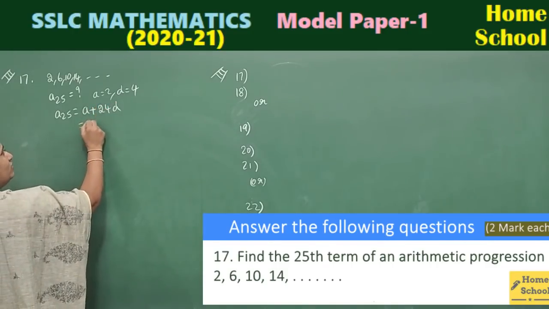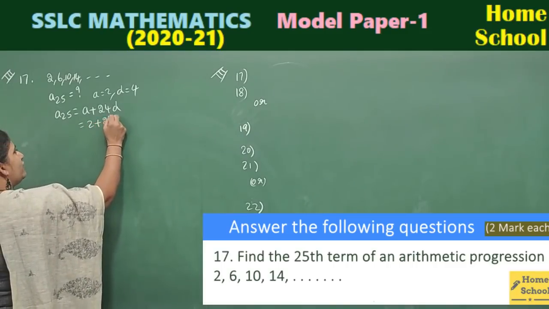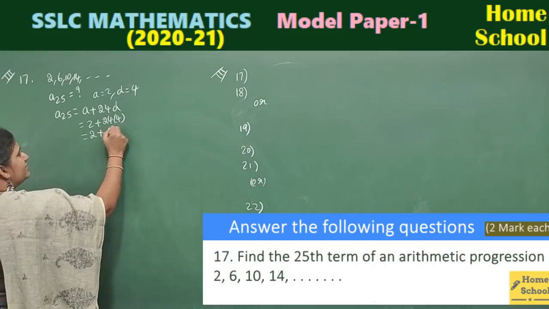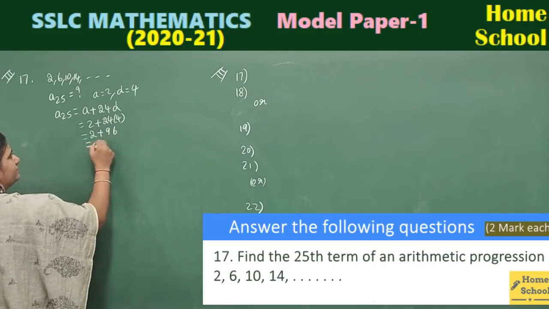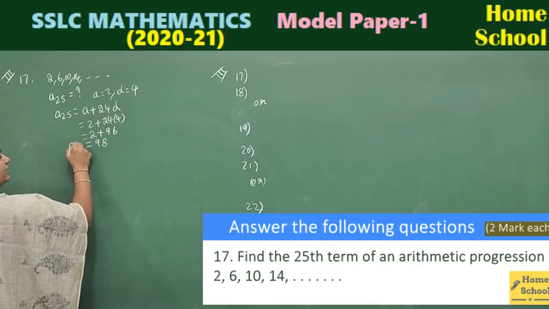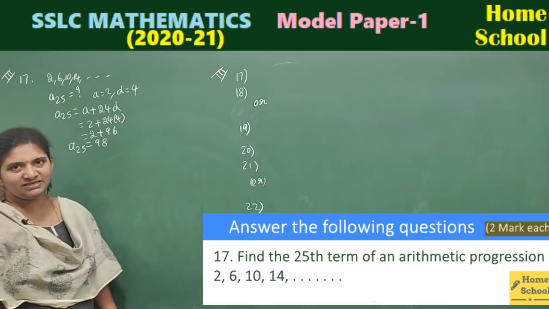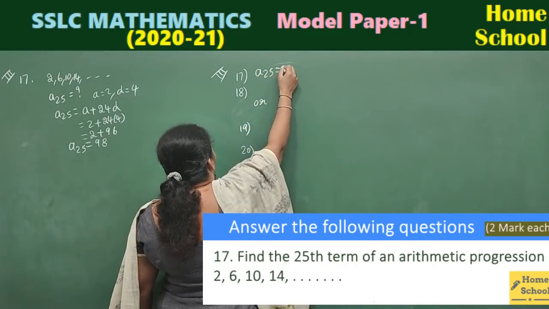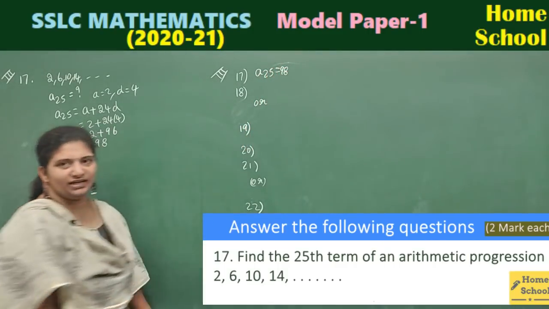Substitute A and D values: 2 plus 24 into 4. That will be 2 plus 96. 96 plus 2 will be 98. The 25th term is 98. Let me write the final answer here: A25 is equal to 98.